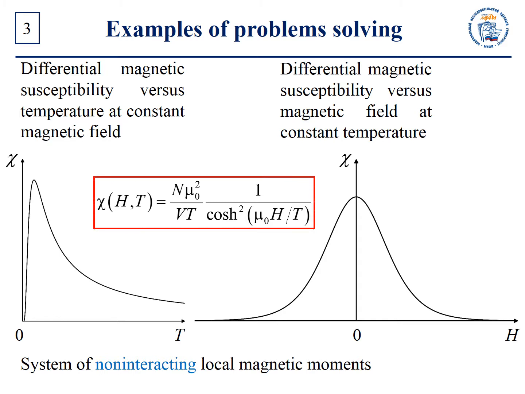On this slide we can see two pictures. On the left side, we see the graph of differential magnetic susceptibility versus temperature at constant magnetic field. And on the right side, we see the graph of differential magnetic susceptibility versus magnetic field at constant temperature. So the problem is solved.